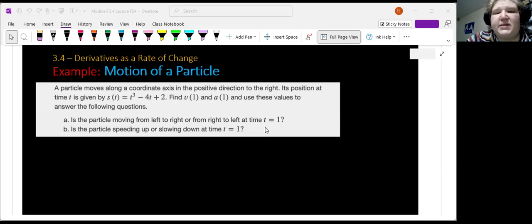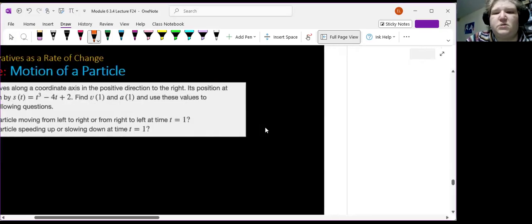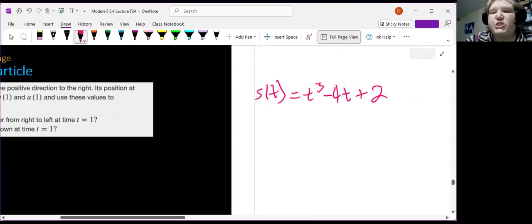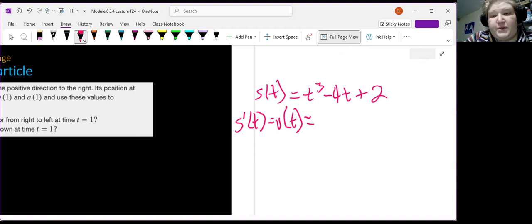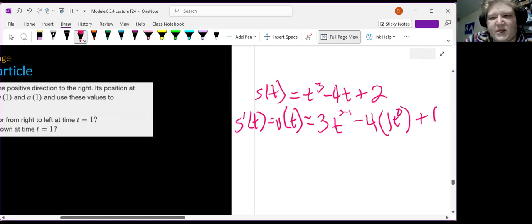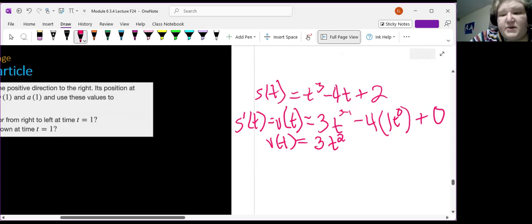So, let's go ahead and take our position function. S of t is t cubed minus 4t plus 2. So S prime of t, which is velocity. So the derivative of t cubed, that is power rule, the 3 comes down, and now it will be t to the 3 minus 1, which will be 2, minus 4, and then times the invisible 1 comes down, and t to the 0, plus the derivative of just a constant, flat line. Flat lines have 0 slope. All right, so our v of t here is 3t squared minus 4.